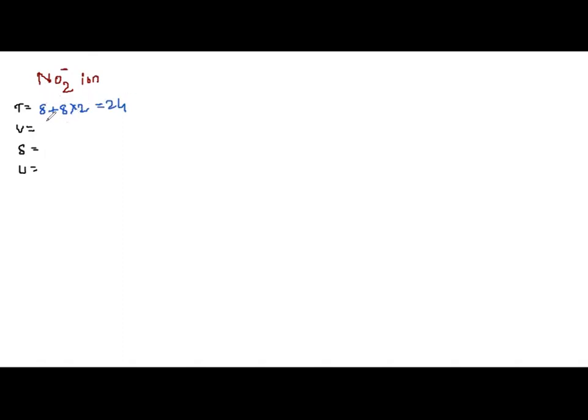Valence electrons on nitrogen are 5 plus oxygen are 6 into 2. Minus 1 means what? Plus 1. So 5 plus 1 is 6. 6 2s are 12, plus 6 is 18. Correct? 18 electrons. Total T minus V, 24 minus 18 is how much?